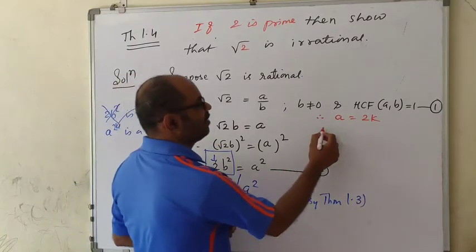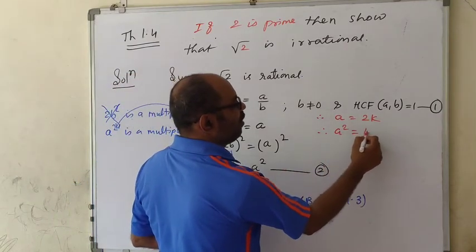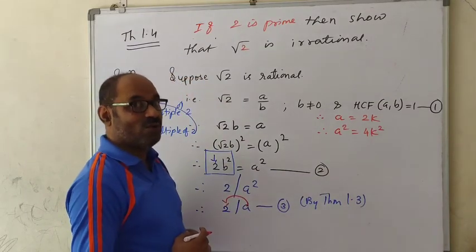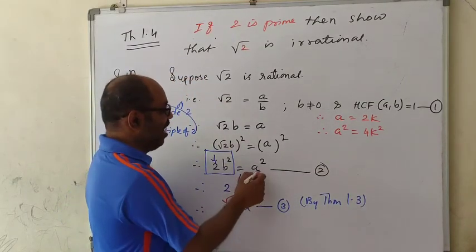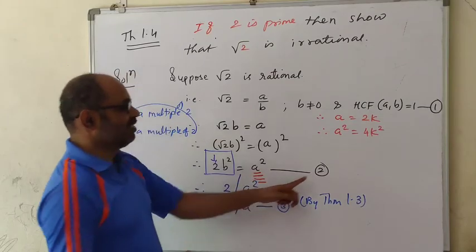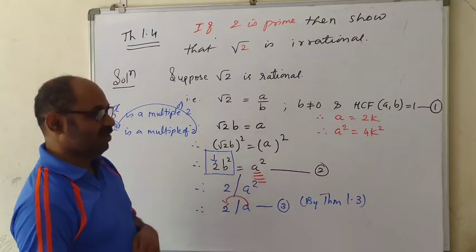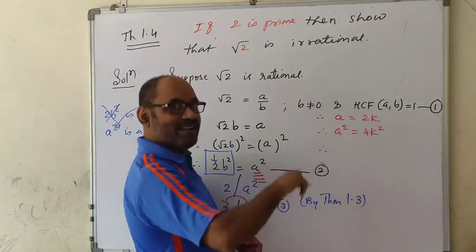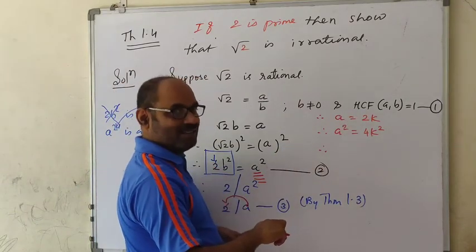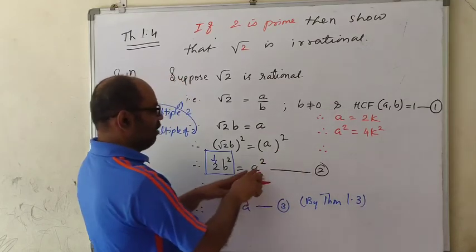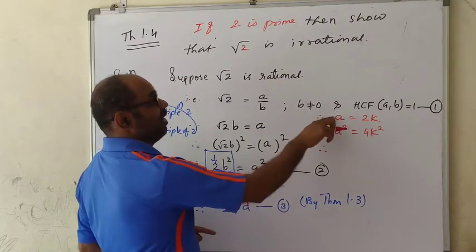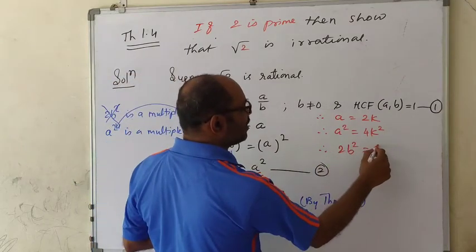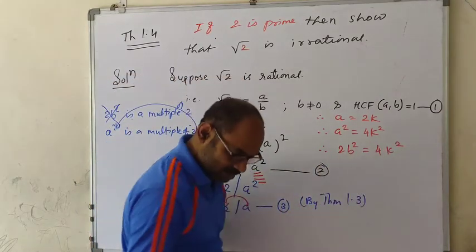Squaring both sides, a square is equal to 4k square. Somewhere we have the value of a square. See this result 2: what is a square? 2b square. Substitute that. And why did I square this? You can realize the importance of that step, because I want to substitute the value of a square. So 2b square is equal to 4k square.